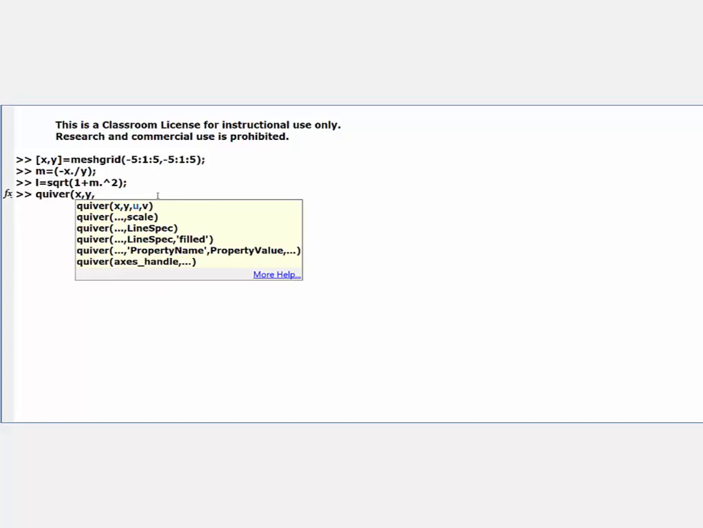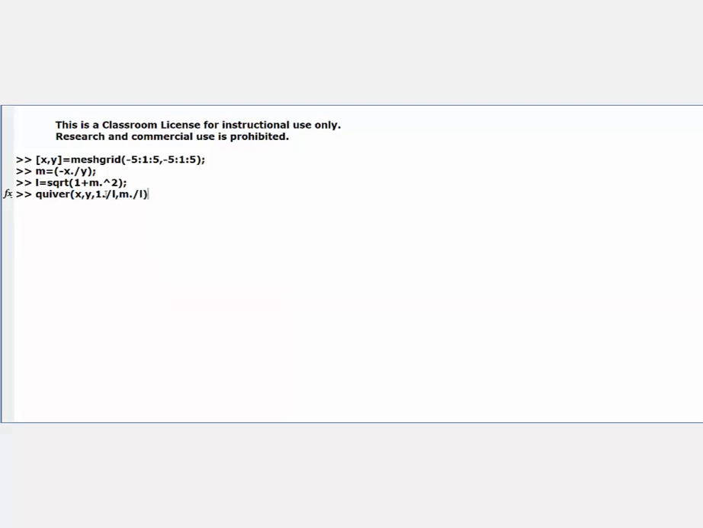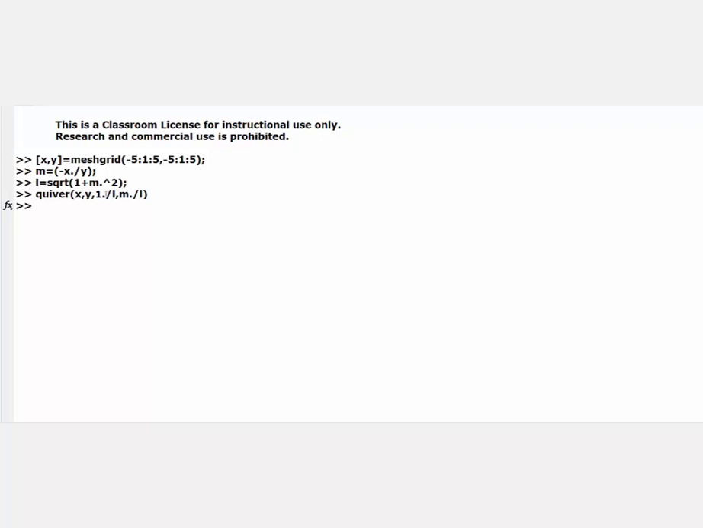All right, and now we will use quiver in the following manner: we are going to plot it in our xy plane, and by u, v we mean the components. You could define u and v separately, but here we are just going to write it directly, that our u is 1 divided by L, and be careful for the period. Then the second component is m divided by L. Once you do that, hopefully the plot will come up for you. And yes, here it is.